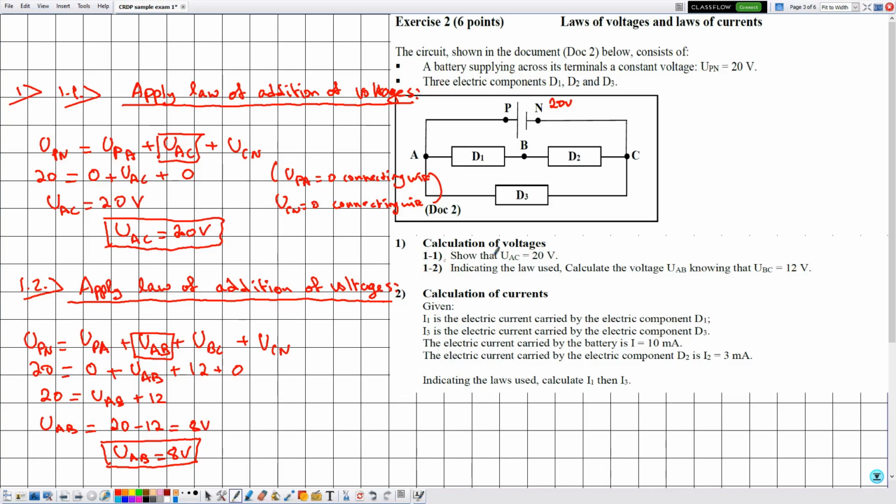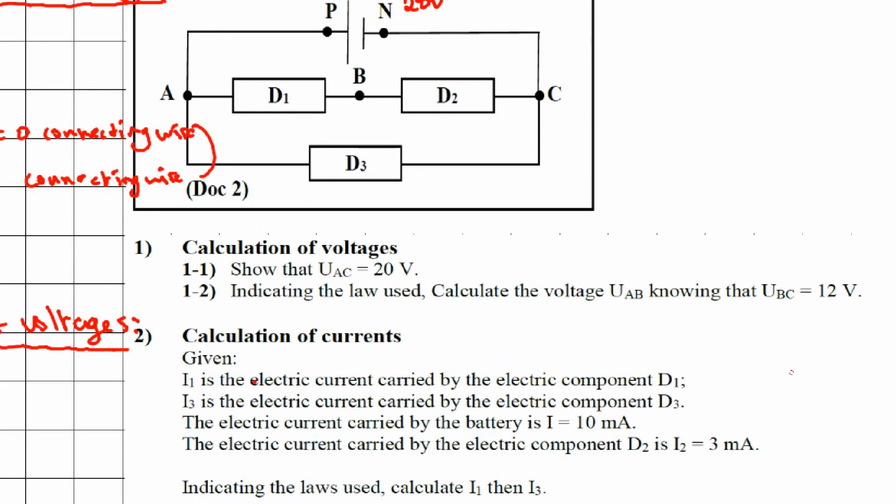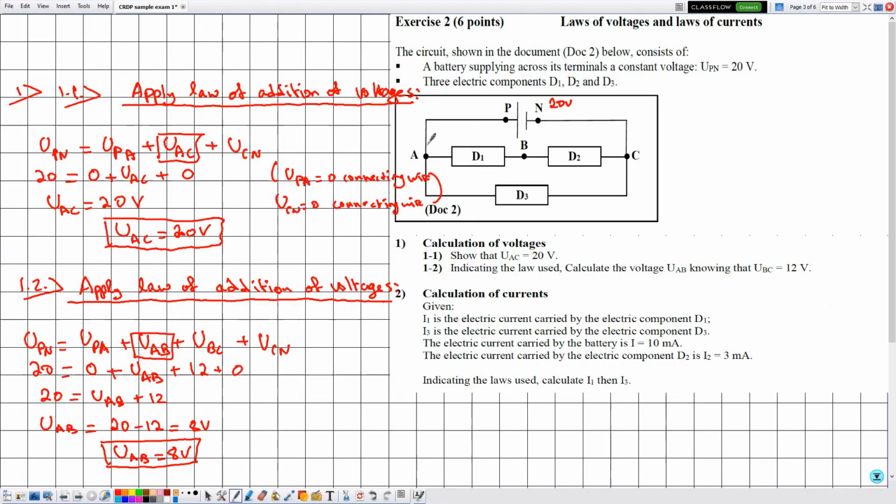Now this is it for part 1, which is the calculation of voltages. Now number 2, calculation of currents. Given I1 is the electric current carried by the electric component D1. So the electric current traversing D1 is denoted by I1 across the two terminals of D1.